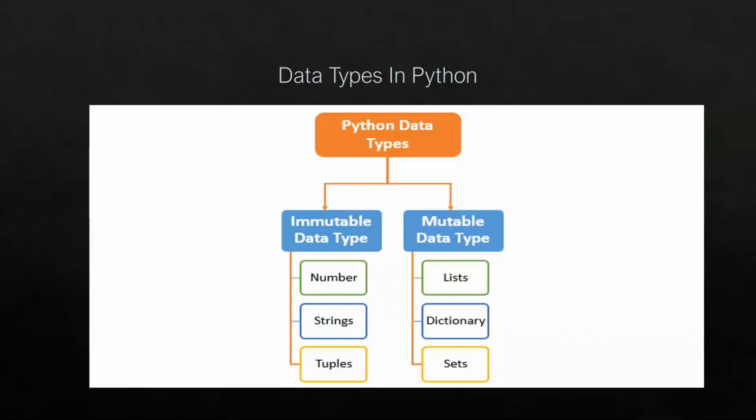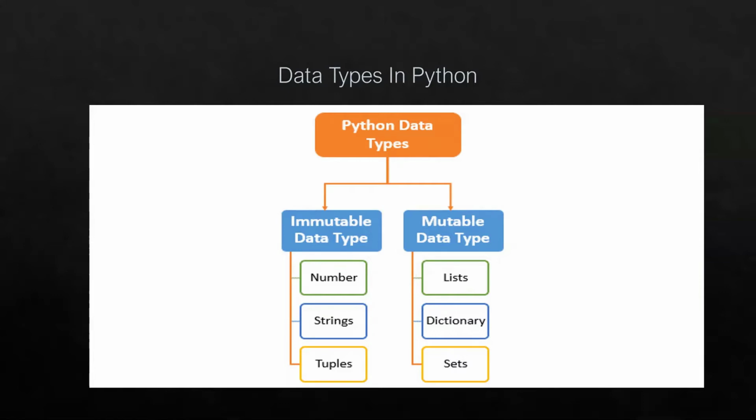There are 2 types of data types. They are immutable and mutable. What is meant by immutable and mutable? Let us take immutable. The name itself indicates that immutable means the object cannot be changed. Whatever content we have assigned to a variable, that cannot be changed once it is created. Whereas mutable are the objects that can be changed after they are created.